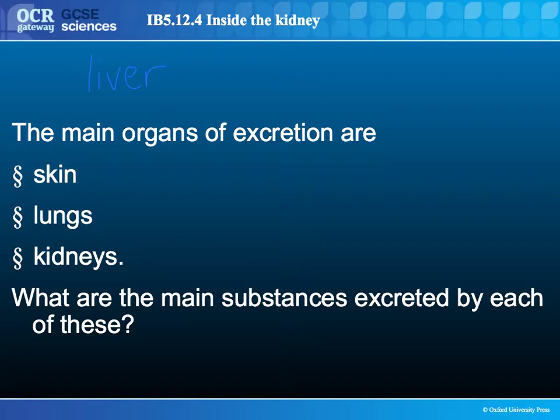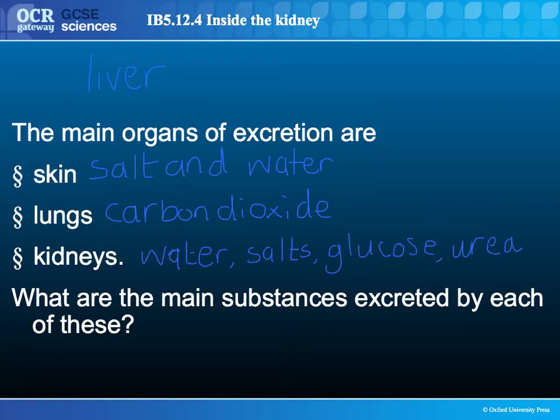So for the skin, the substances that are excreted are salt and water. For the lungs, it is carbon dioxide. The main excretory substances of the kidneys are glucose, salts, water and urea. And lastly, the liver doesn't actually excrete any substances, however it's involved in the breaking down of amino acids.